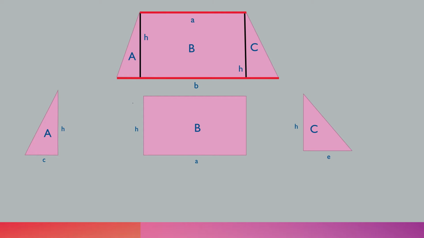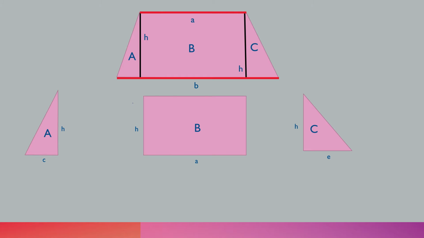Now let's use the same concept to see if we can form a formula to find the area of a trapezoid. Here I have used the same kind of trapezoid that we used in the previous example, but I am going to use letters as the measurement of the base and height instead of numbers. So in this trapezoid, the top base is A, the lower base is B, the height is H, and the three figures that I have formed from this trapezoid are triangle A, triangle C, and rectangle B.